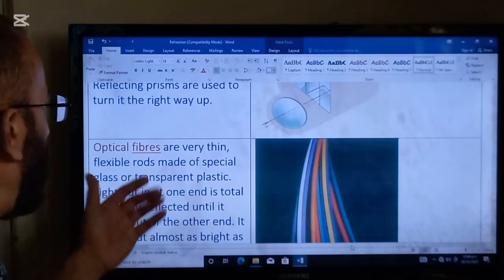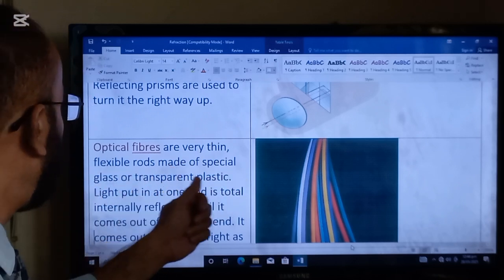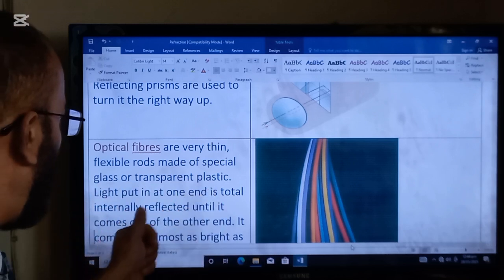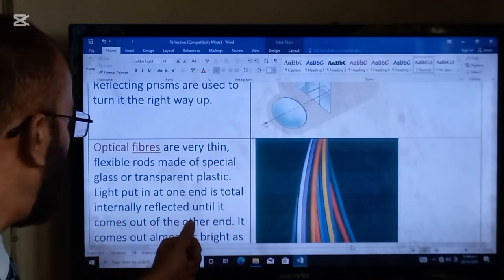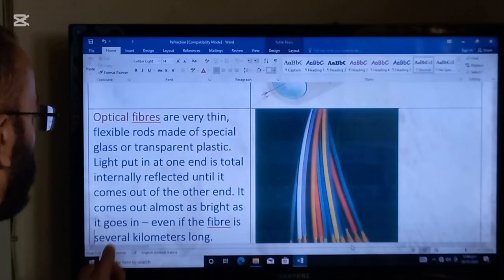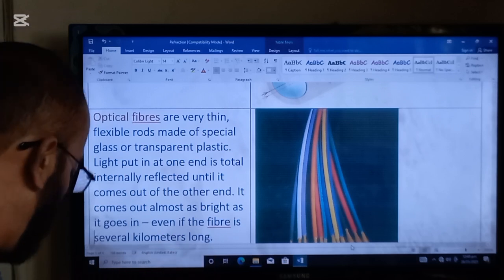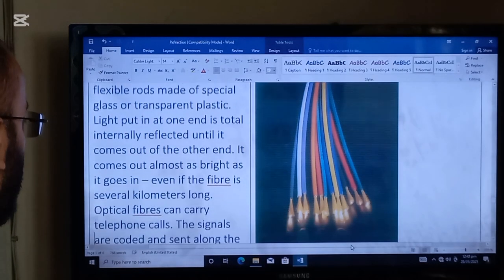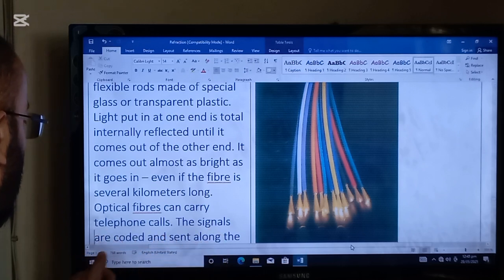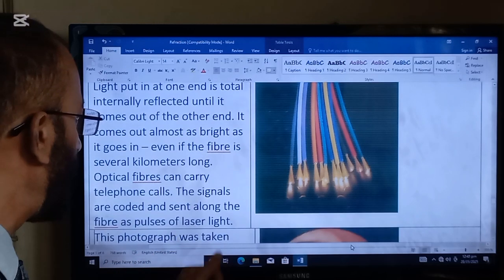Next application is optical fibers. Optical fibers are very thin, flexible rods made of special glass or transparent plastics. Light put in at one end is totally internally reflected until it comes out of the other end. It comes out almost as bright as it goes in, even if the fiber is several kilometers long. Optical fibers can carry telephone calls. The signals are coded and sent along the fiber as pulses of laser light.